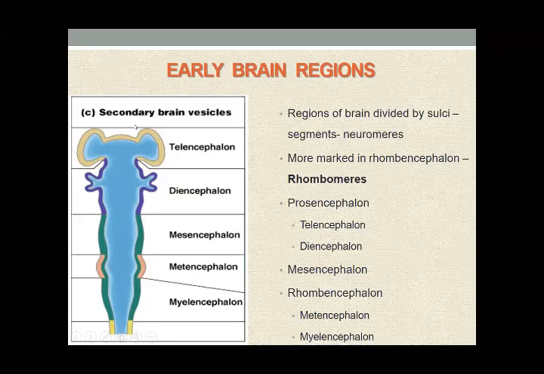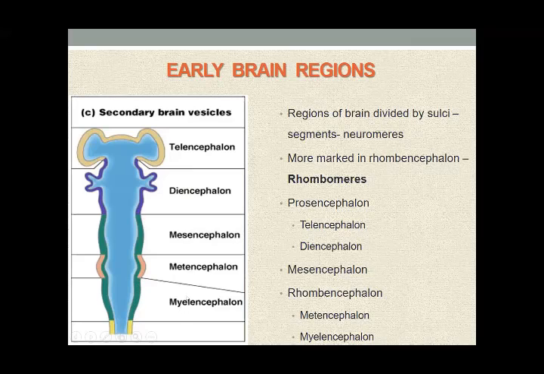Now this prosencephalon, this part, is divided into a telencephalon and a diencephalon. Telencephalon cranially, diencephalon caudally. Then we have the mesencephalon. Mesencephalon does not divide, it remains as mesencephalon. The rhombencephalon divides into 2. Cranially, we have the metencephalon, this part, and caudally we have the myelencephalon.